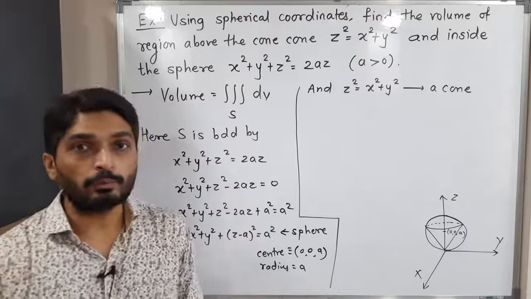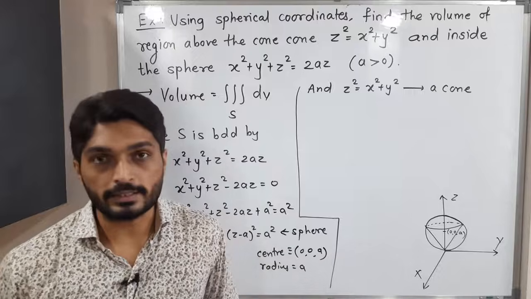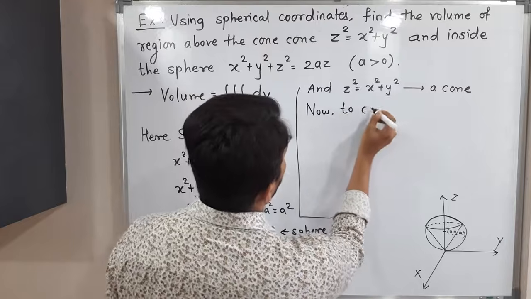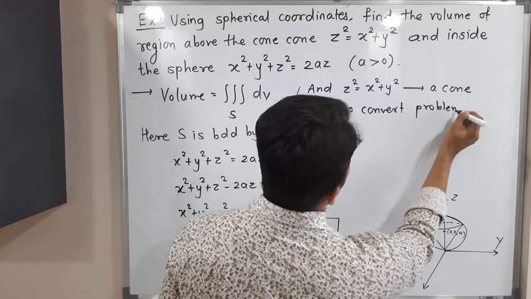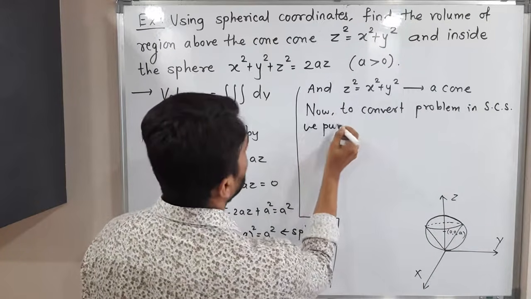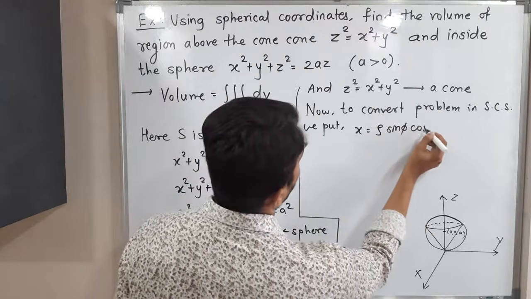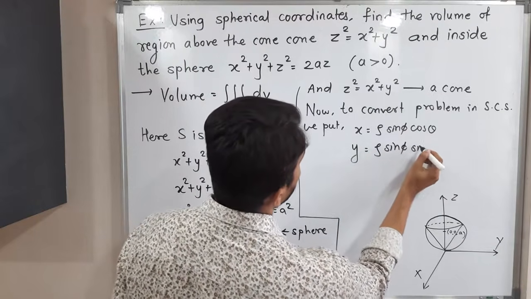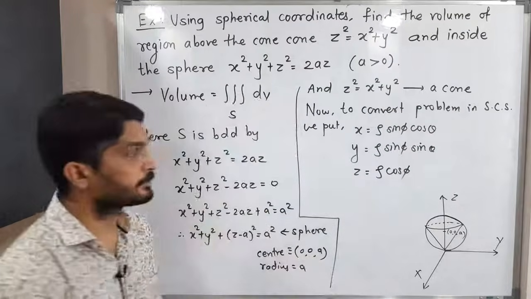Okay, after that, what will I do? I am going to convert the problem into the spherical coordinate system. To convert the problem into spherical coordinates, what do we have to put? x is equal to rho sine phi cos theta, y is equal to rho sine phi sine theta, and z is equal to rho cos phi. This substitution we have to do.